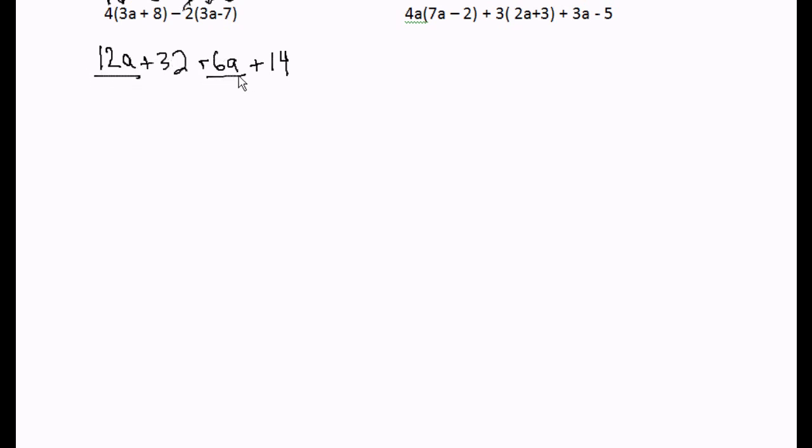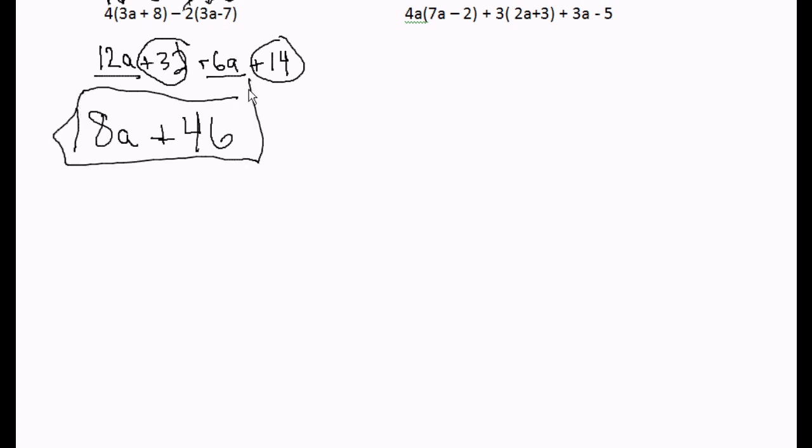I have 12a and I have a plus 6a. 12 plus 6, I have 18a. Now let's just do the numbers. 32 plus 14. There's no a after them. These are just adding numbers. 32 plus 14 is a positive 46. My final answer is 18a plus 46. Do you see these two cannot be added? They're not like terms. This is 18 a's. This is just 46 numbers by himself. They can't be added. They're not the same.